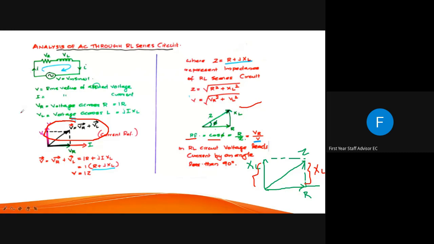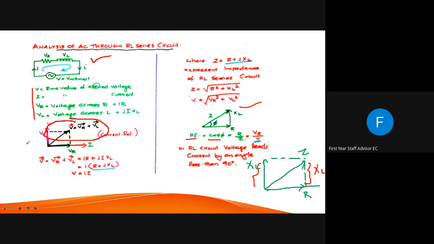Whenever they ask for analysis of an AC circuit through an RL series circuit, first you have to draw the circuit diagram. Then you say what each symbol is: V is the RMS value of applied voltage, I is the RMS value of current, VR is the voltage across R, VL is the voltage across the inductor. Then you draw the phasor diagram. For every series circuit, you take current as the reference. If resistance is there, you draw the voltage phasor exactly on the current phasor, and for the inductor, the voltage is leading current by 90 degrees. So you can draw that.